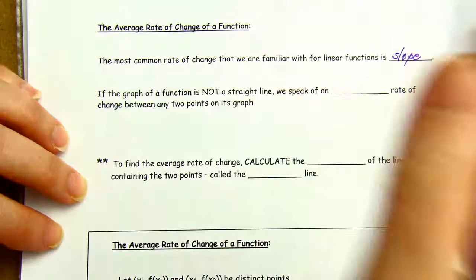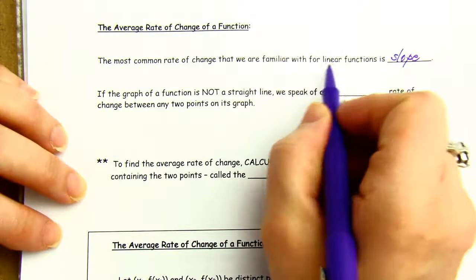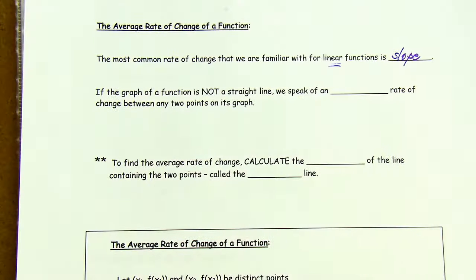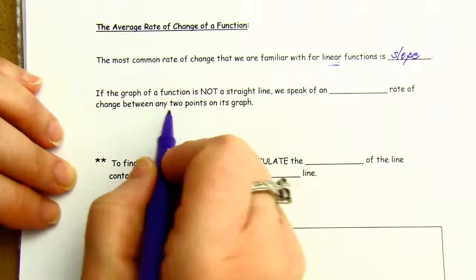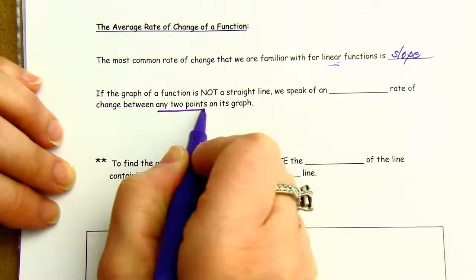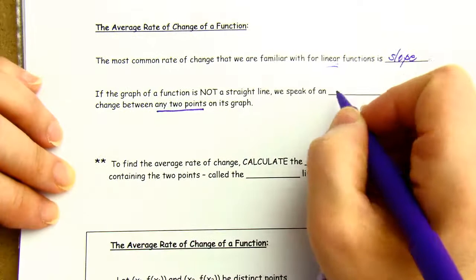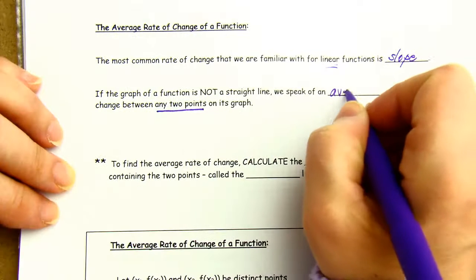And we talked about that when we talked about the difference quotient. If the graph of a function is not a straight line, we speak of an average rate of change between any 2 points on the graph. So it's an average rate of change.